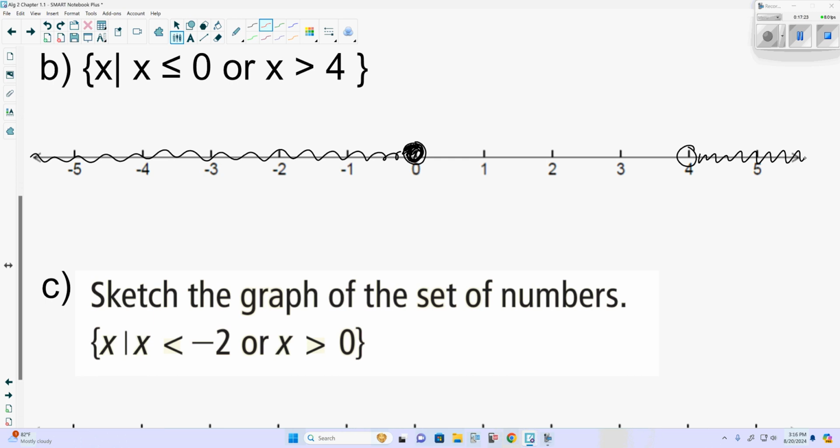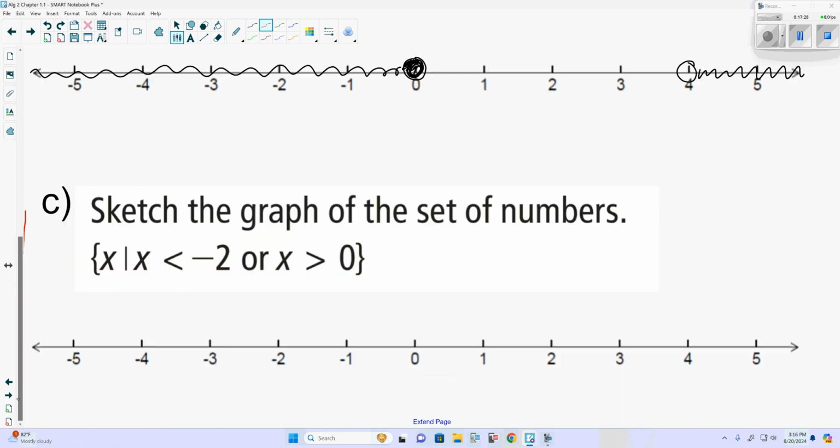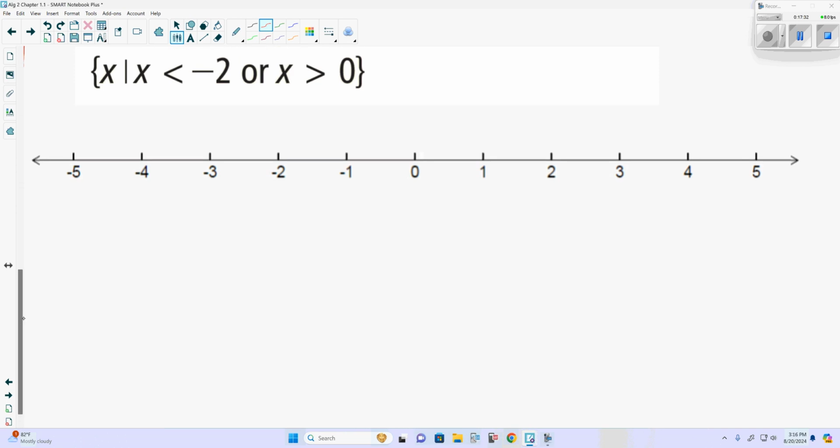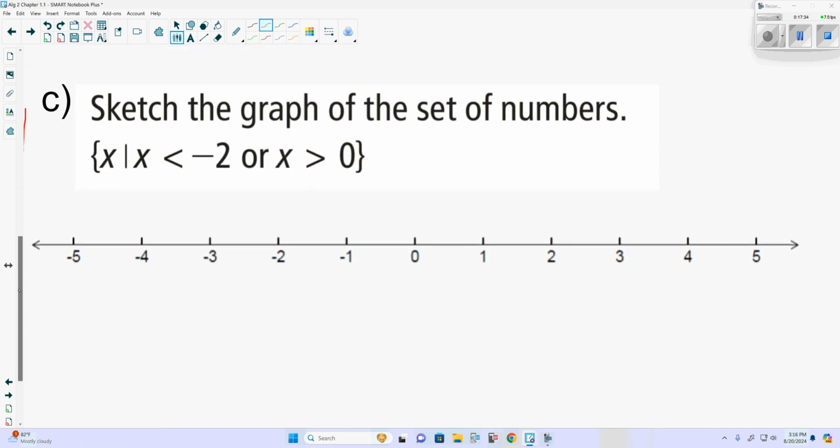All right, guys. Focus in here. Sketch the graph of the set of numbers for all real numbers x such that x is less than -2 or x is greater than 0. So what are our 2 points? -2 and 0.